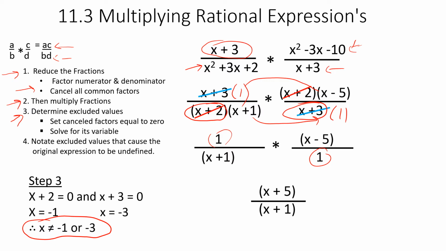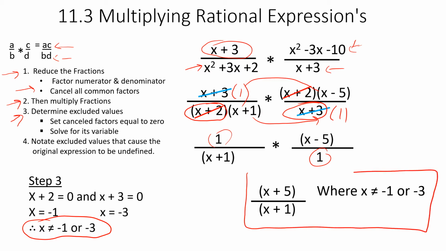So you have to do that step 4 where you notate it. So you have your answer. So this here's your answer, where x cannot be -1 or x cannot be -3. You could also write this as x cannot be -1, -3. Either way is acceptable.